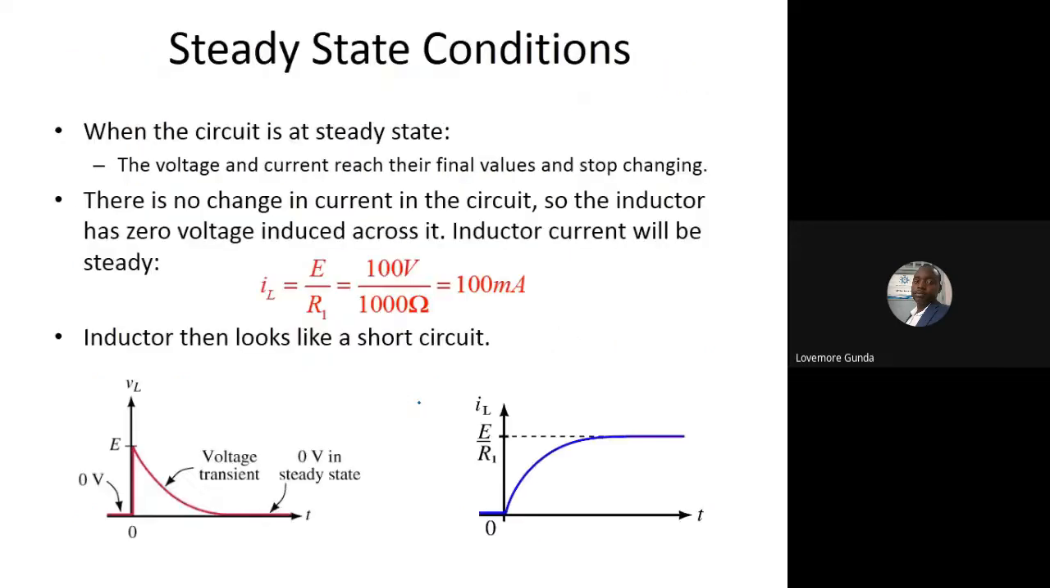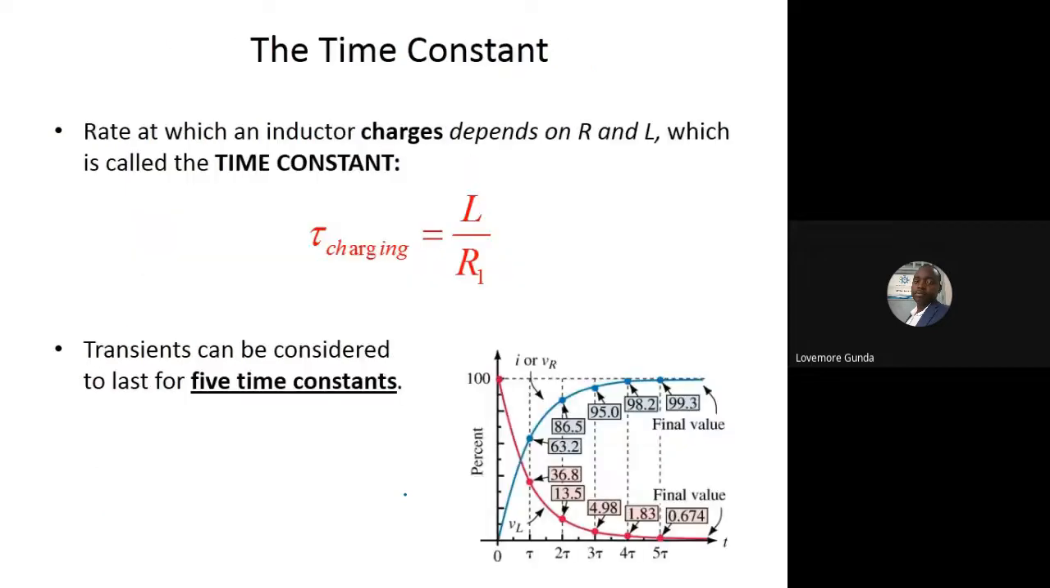That is straightforward. When the circuit is at steady state, the voltage and the current reach their final values and stop changing. There's no change in current in the circuit, so the inductor has 0 voltage induced across it. Inductor current will be steady, and that's why we reach a steady value. The inductor then looks like a short circuit. I think I have explained this.